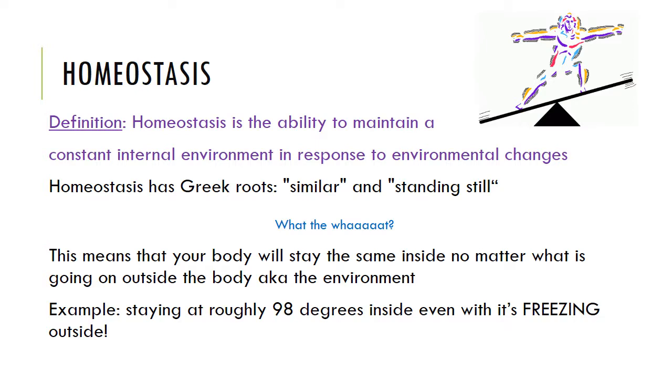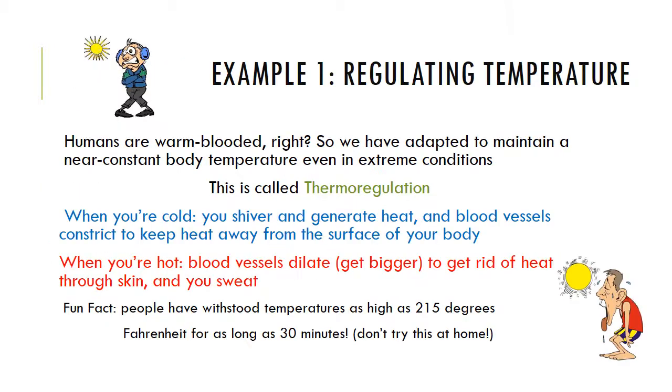An example that's really easy to understand, or that we're familiar with, is temperature. Your body stays roughly 98 to 99 degrees inside in your internal environment, even if it's really, really cold outside, which we've been experiencing a lot of lately. So, example 1, we'll dive right into it. Regulating body temperature is a great example of homeostasis, and it's easy to understand.